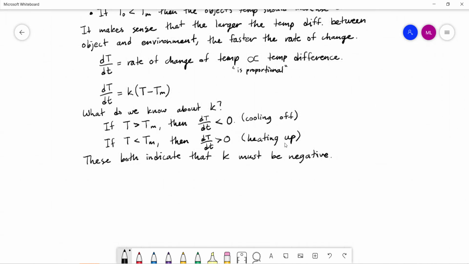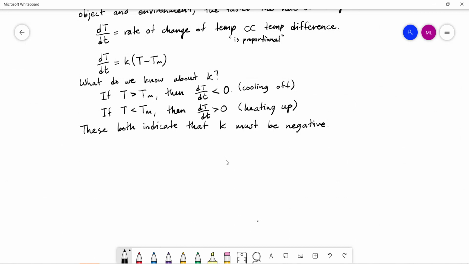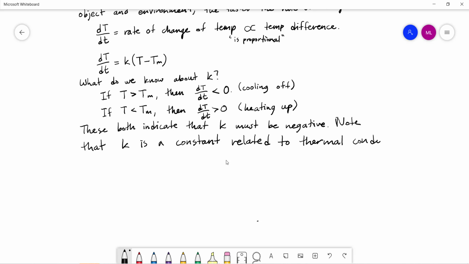So this is going to be another property that K is going to take care of. K is a constant. So note that K is a constant that's related to the thermal conductivity of the object. So hopefully that will make some sense as well.